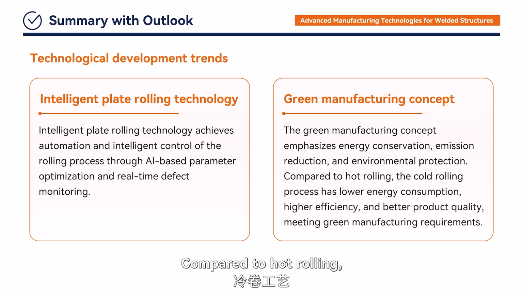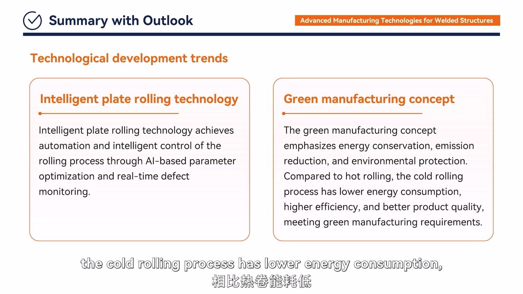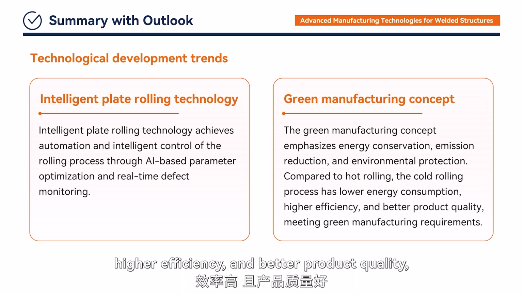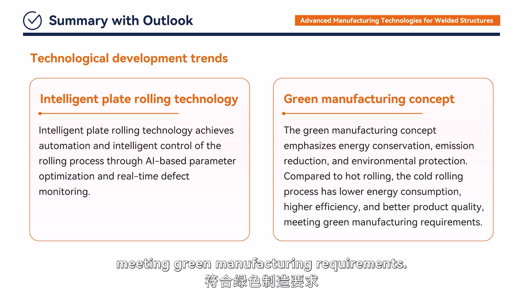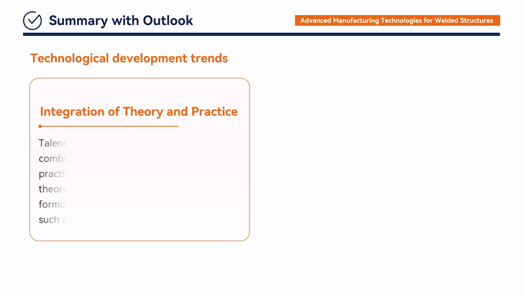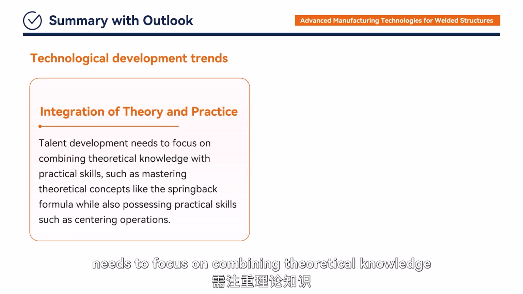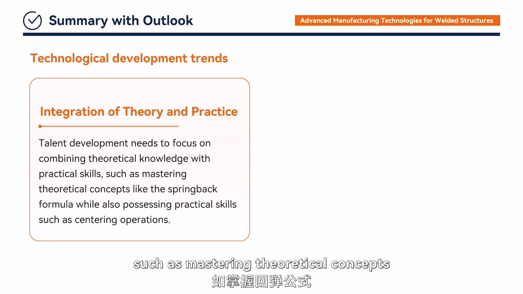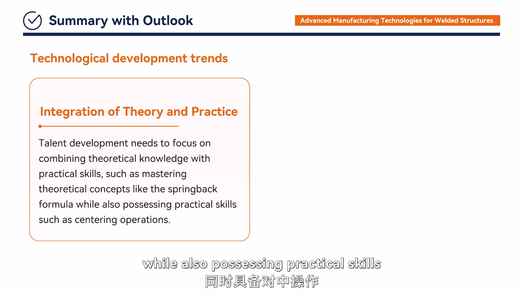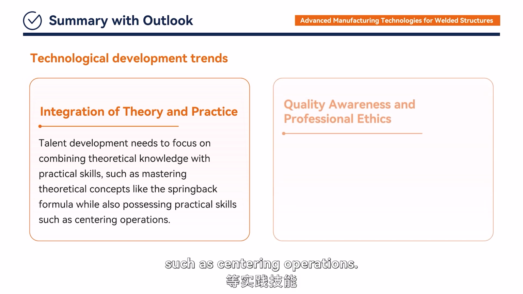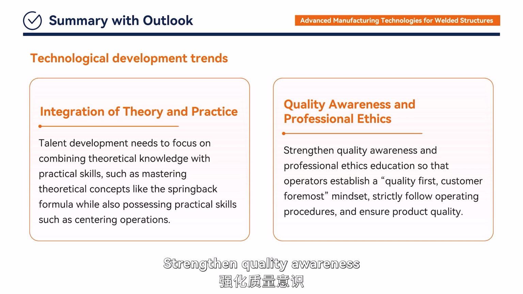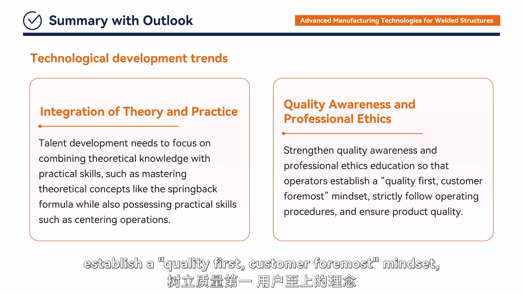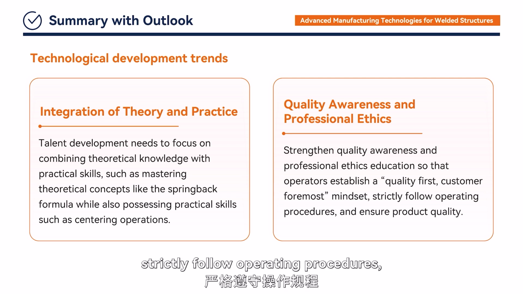Compared to hot rolling, the cold rolling process has lower energy consumption, higher efficiency, and better product quality, meeting green manufacturing requirements. Talent development needs to focus on combining theoretical knowledge with practical skills, such as mastering theoretical concepts like the springback formula while also possessing practical skills such as centering operations. Strengthen quality awareness and professional ethics education so that operators establish a quality-first, customer-foremost mindset. Strictly follow operating procedures and ensure product quality.